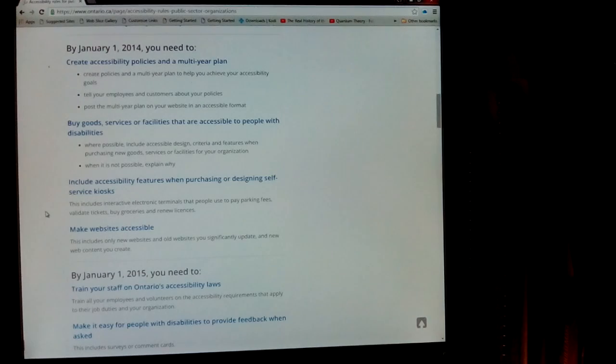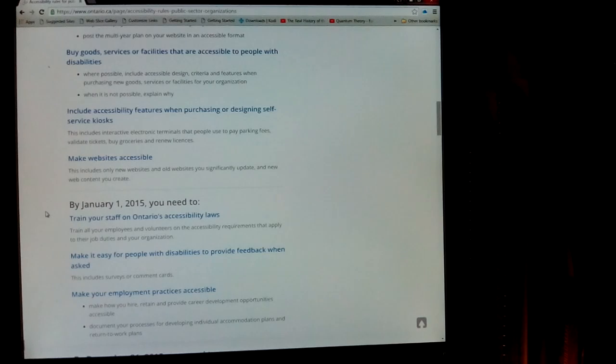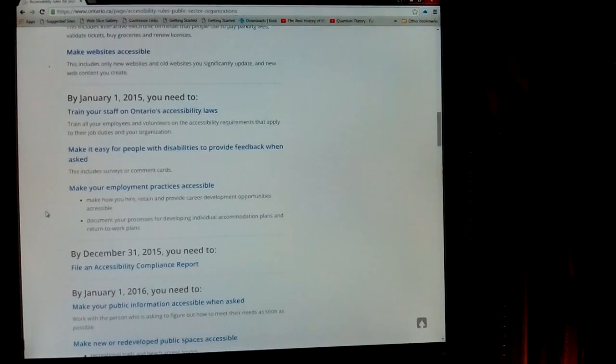Include accessibility features when purchasing or designing self-service kiosks. This includes interactive electronic terminals that people use to pay parking fees, validate tickets, buy groceries, and renew licenses. Make websites accessible. This includes only new websites and old websites you significantly update and new web content you create. Quick note about websites and disabled: not every disabled person has access to a computer or to internet or can afford it.